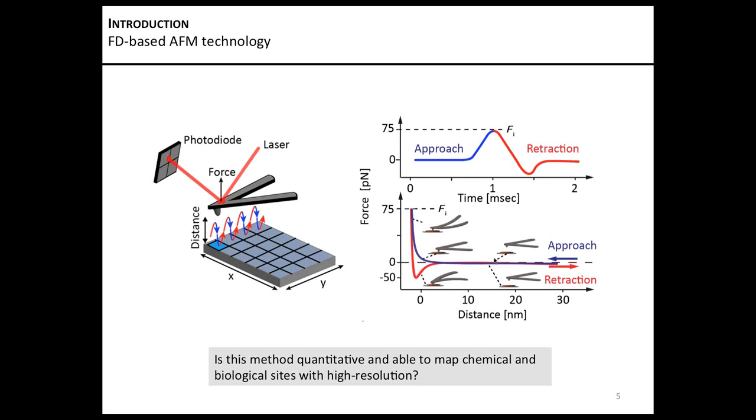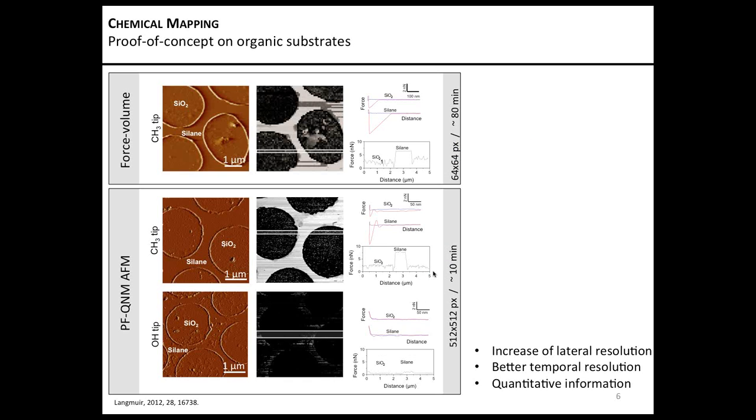And from this kind of mode, we can extract all the curves from each pixel, and we can extract parameters like the adhesion, in which we are interested. But the question at this time was, is this method quantitative and able to map chemical and biological sites with high resolution? So to answer this question, we first try to find a way as a proof of concept, and we decided to use an organic substrate, which has round shape hydrophilic patterns. It's a silicon oxide round shape form, and these are surrounded by hydrophobic silane.